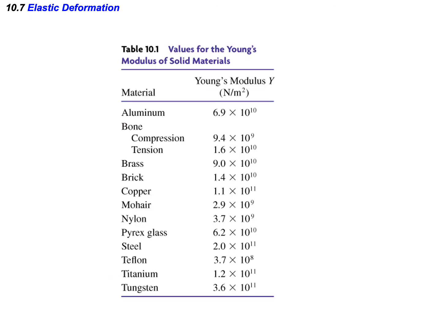So this table shows the Young's modulus, the stress over strain, for different materials. For aluminum, the Young's modulus is 6.9 times 10 to the power 10. Pyrex glass is also large, 6.2 times 10 to the power 10. Titanium and tungsten have large Young's modulus values. Some materials, like bone, have a small value compared to titanium or tungsten.